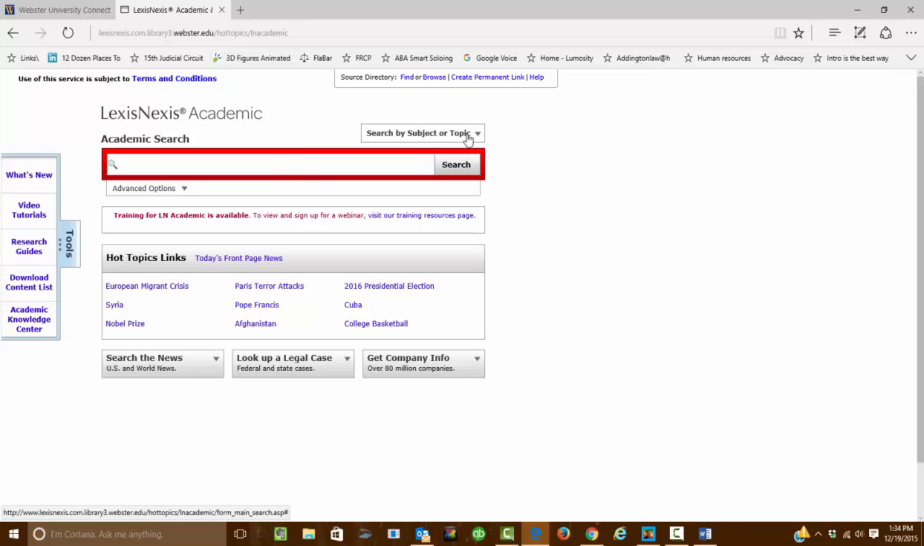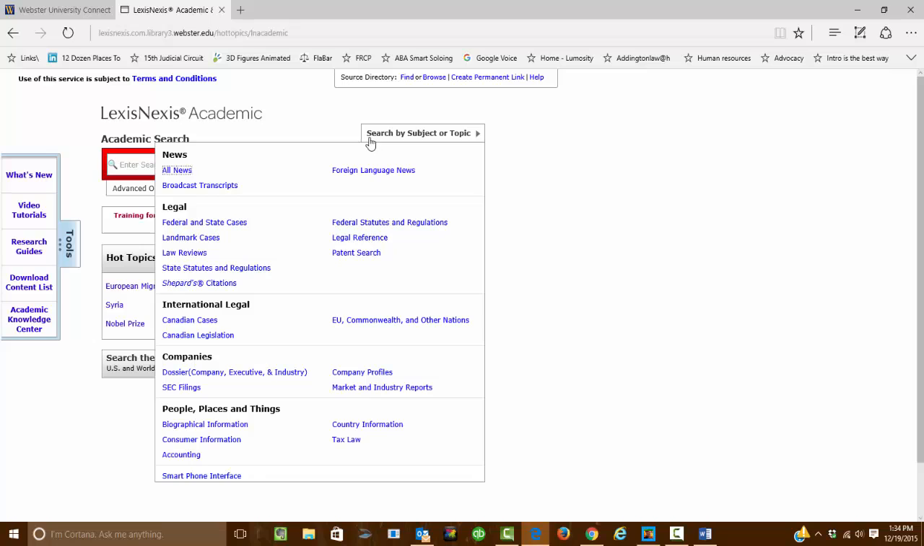We'll start with looking at some of the things we did in Google so I can illustrate them. First of all, click on this box here that says search by subject or topic, and you can see from a legal perspective, you can research cases, federal and state. You can research a database of landmark cases, law review articles, things of that nature, even patent searches, which you can do on Google as well.